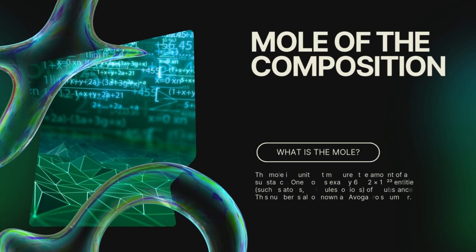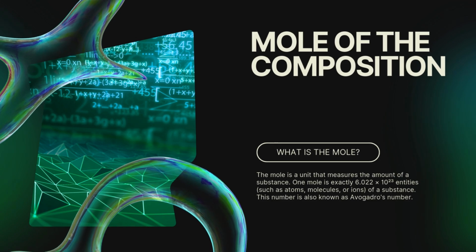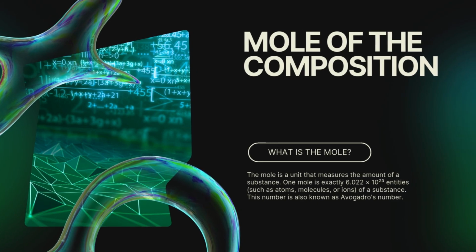Firstly, we have the mole of the composition. But what is a mole? The mole is a unit that measures the amount of a substance. 1 mole is exactly 6.022 times 10 raised to the power of 23 entities, such as atoms, molecules, or ions, of a substance. This number is also known as Avogadro's number.